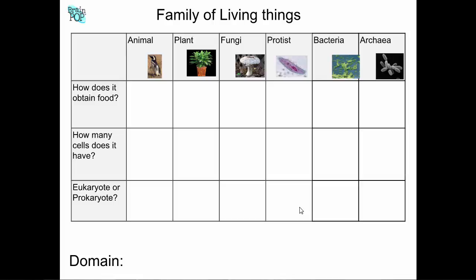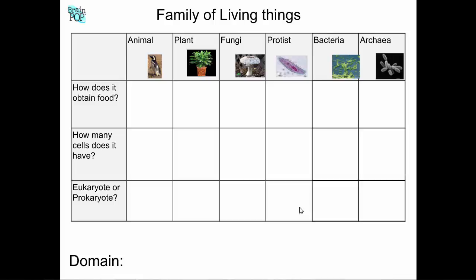So let's start with how these kingdoms get energy. How do they get food? There's 2 words we're going to use for this. What are the 2 words we use in terms of discussing energy? Kaya? Autotroph or heterotroph? Correct.